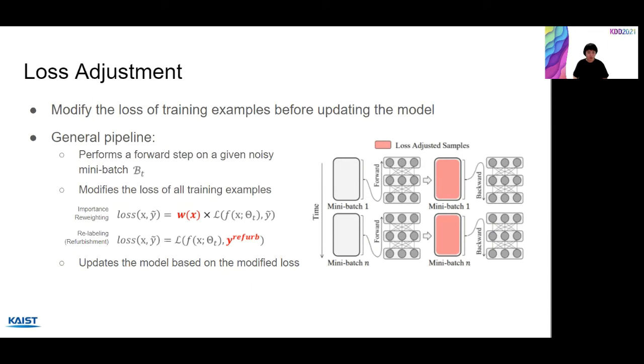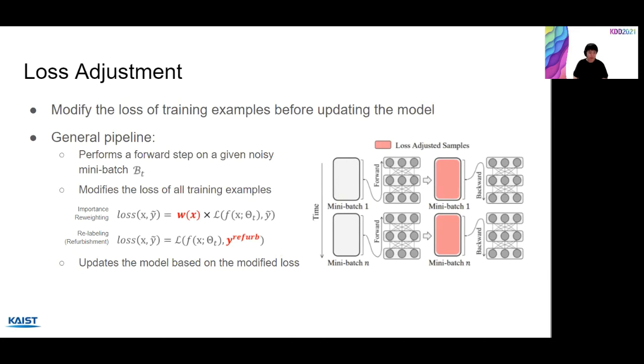First, it performs a forward step on a given mini-batch. Next, the computed loss is no longer reliable because of the noisy labels. It tries to modify the training loss of all examples. There are two alternative ways, importance reweighting and relabeling.